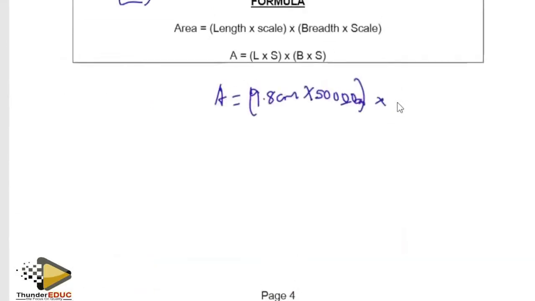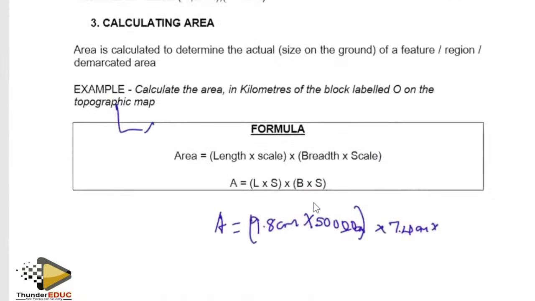I come here, I say 7.4 centimeters times. What is the scale? Obviously, it's a topographic map. What is the topographic map scale? It is 1 to 50,000. So you say times 50,000 centimeters. You close the brackets. Why am I putting this? Why am I multiplying by 50,000? To convert the map distance to the actual distance in centimeters on the ground. So when you multiply that, what will you get?